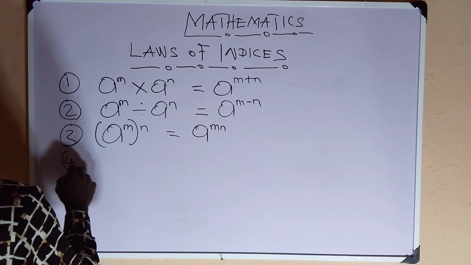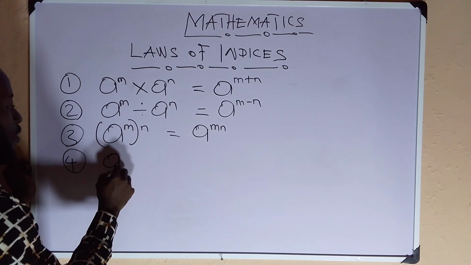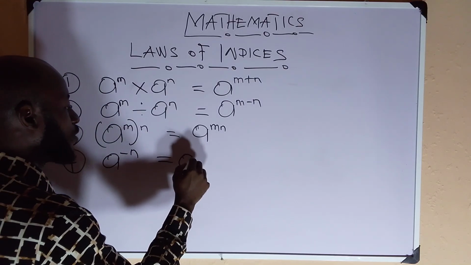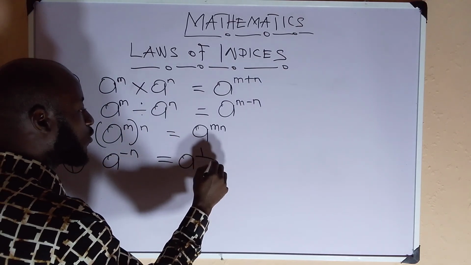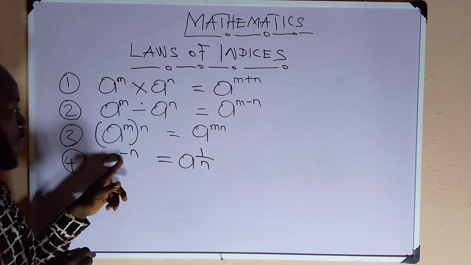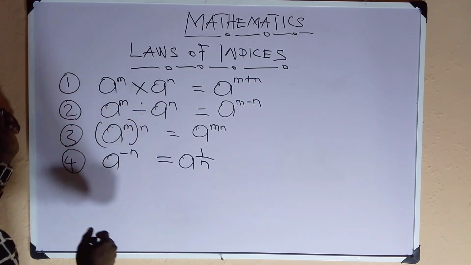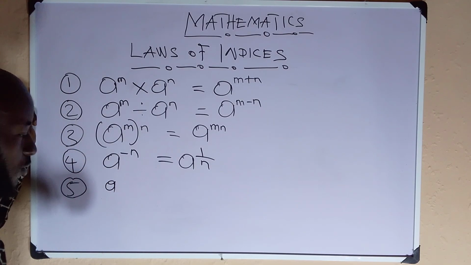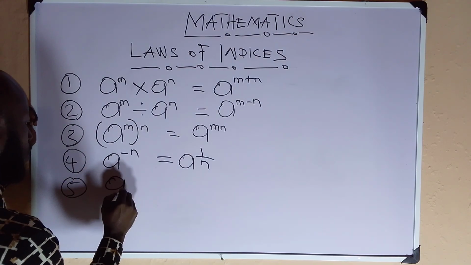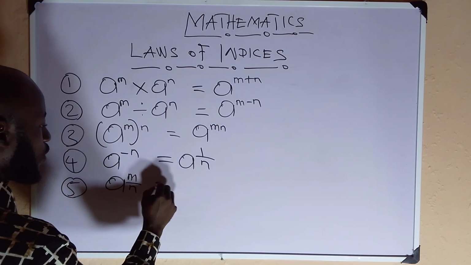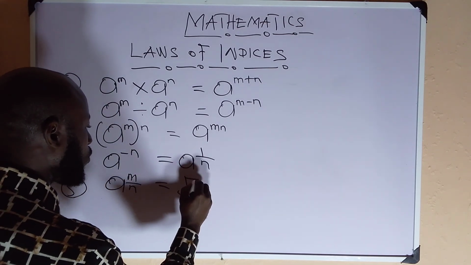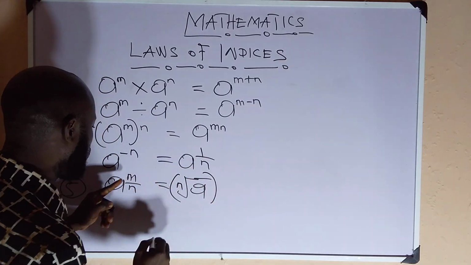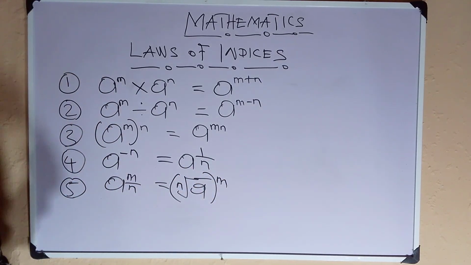The fourth law of indices states that a raised to the power of minus n is the same thing as 1 over a raised to the power of n. The fifth law of indices states that a raised to the power of m over n equals the nth root of a, all raised to the power of m. You put the n at the tail of the root sign. This is the fifth law of indices.